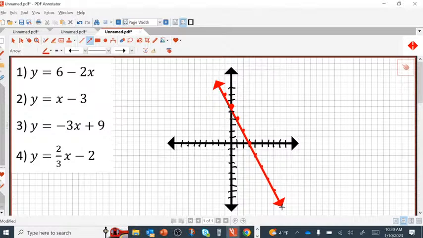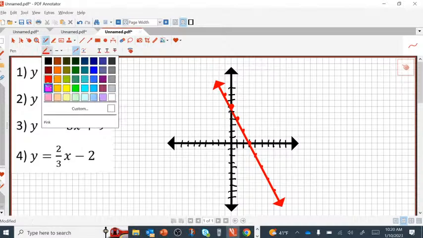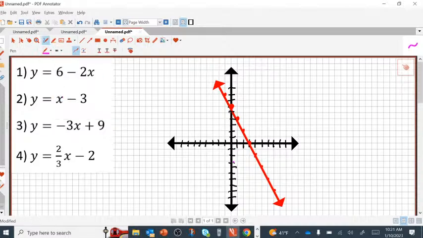Casey, how am I going to graph numero dos? So we're going to start with negative 3, down 3. Got it? Exactly. And then you go down one, left one, down one, left one. But you get the idea. So we're going to go ahead and connect those where the line goes. Here we go. All right.